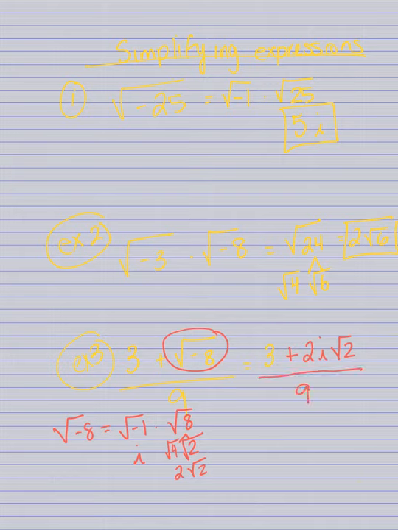Now I know 3 and 9 can be divided by 3, but since 2 can't, you leave it alone.